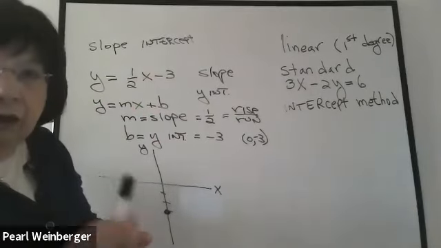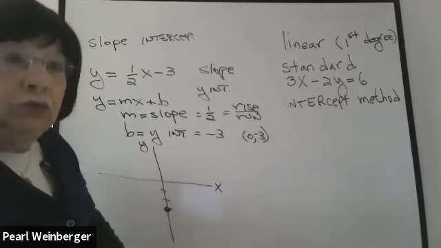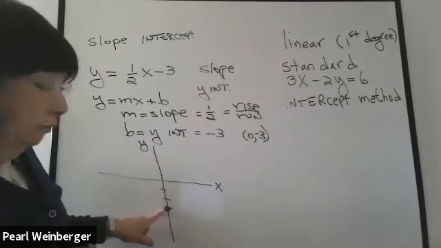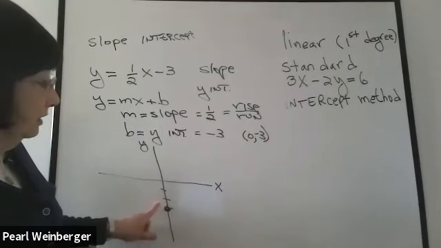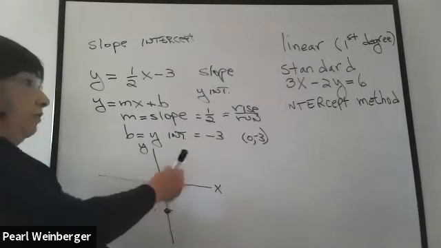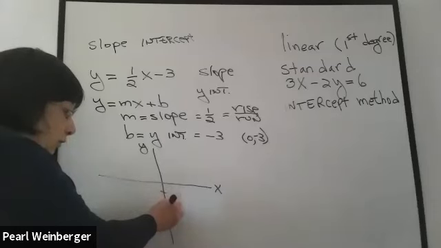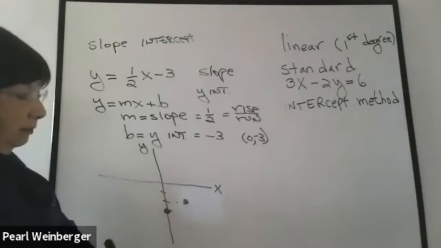But from where? From where do we do this rise over run? We have to do it from another point on the line. And the only point that we know on the line thus far is this point. In other words, I start by plotting the y-intercept, and from that, using the slope to get to another point. Rise 1, run 2. Here's my second point on that line.